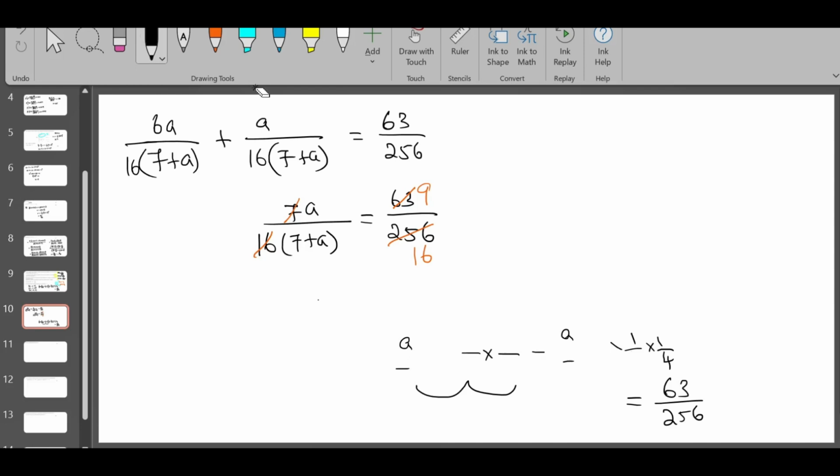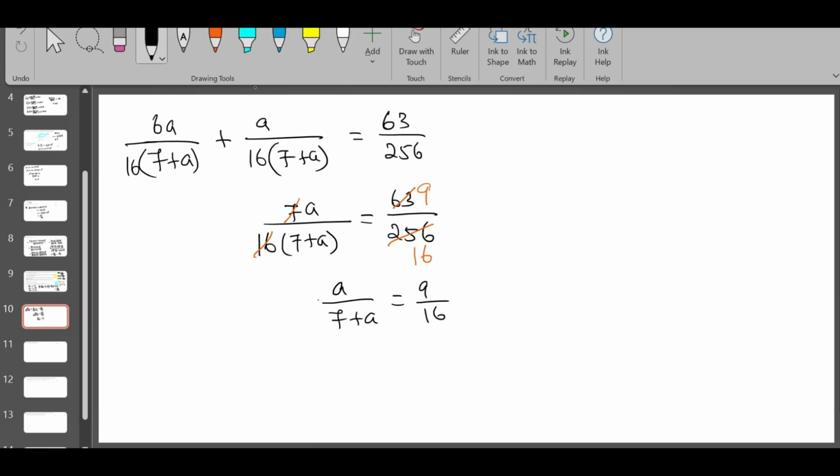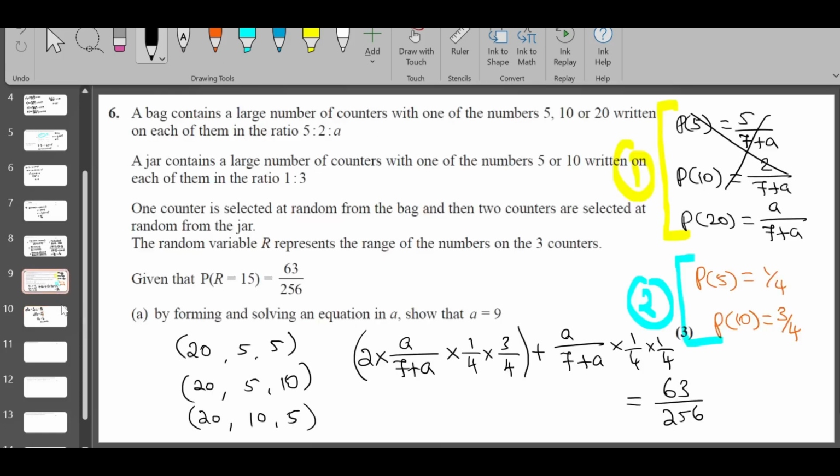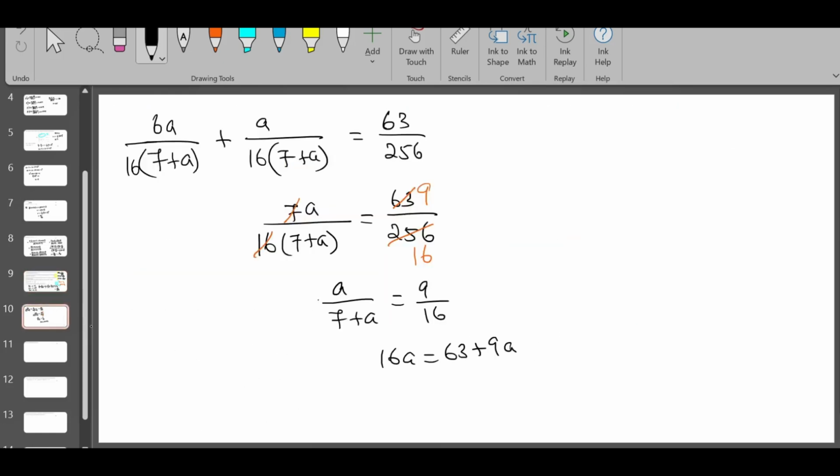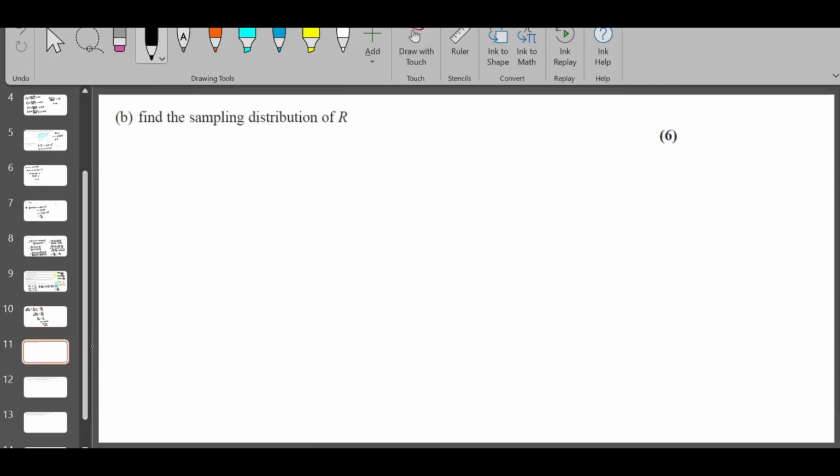So we have A divided by 7 plus A is 9 over 16, cross multiply. 16A is 63 plus 9A. They want us to prove A is equal to 9, right? So bring the 9A here. You will get 7A is equal to 63, A is equal to 9. It's a 3-mark question. Let's move on to part B. It's a 6-mark question. Find the sampling distribution of R.